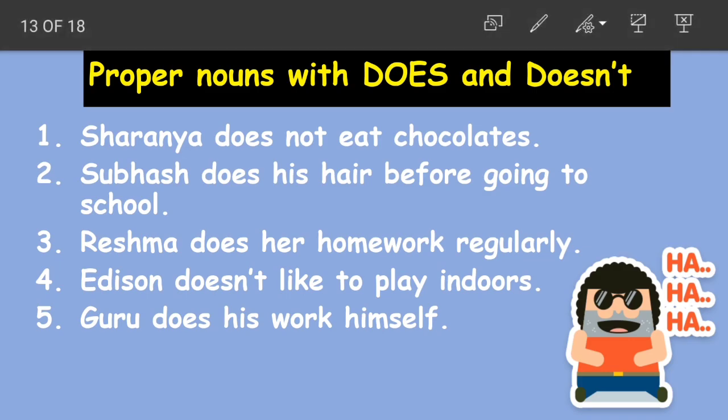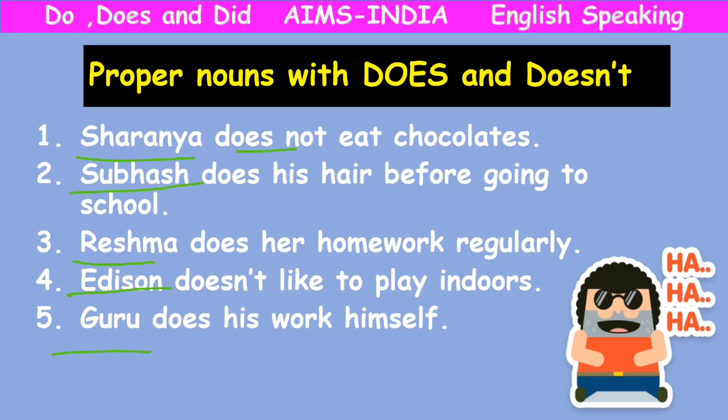So for example here Sharanya, it is a proper noun, name of a girl. Sharanya does not eat chocolates. Again, Subhash does his hair before going to school. Reshma does her homework regularly. Edison does not like to play indoors. Indoors in the sense inside the house. Guru does his work himself. So like this. When you want to address your friends' names or somebody's names, you have to again use does and does not.